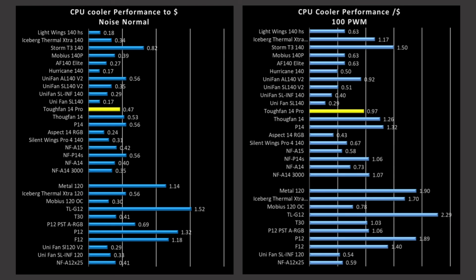So if you're getting a 140 millimeter class fan specifically, it's pretty good overall. But once you compare it to also 120s, it's not that great. And at 100%, it's better. But again, 120s are a bit cheaper with better overall value.